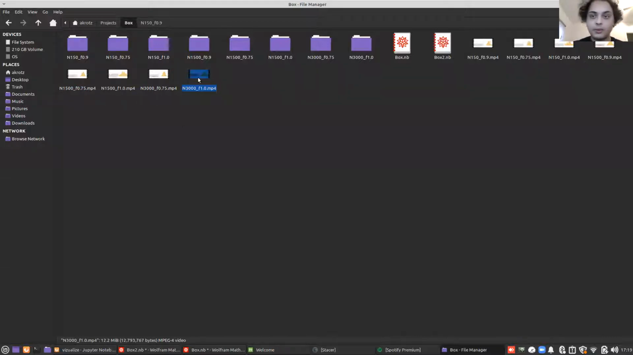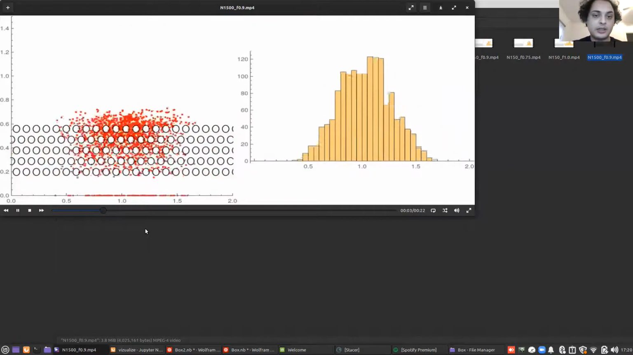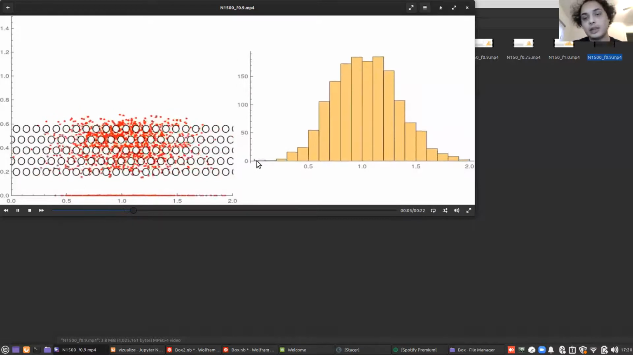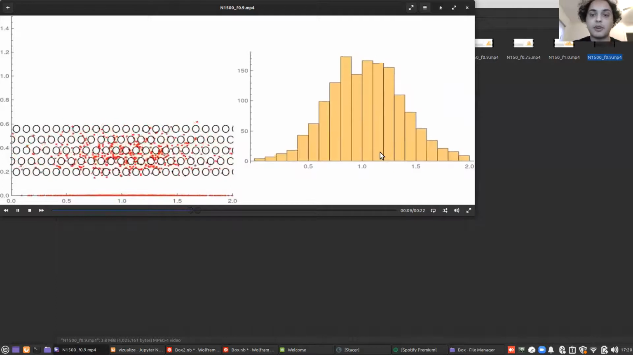And then we can see for 1500 particles, this is with a 90% elasticity coefficient. You can see we get a slightly narrower distribution than the 100%, but also slightly broader than the 75% simulation.